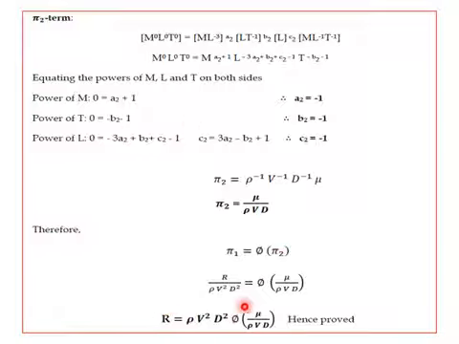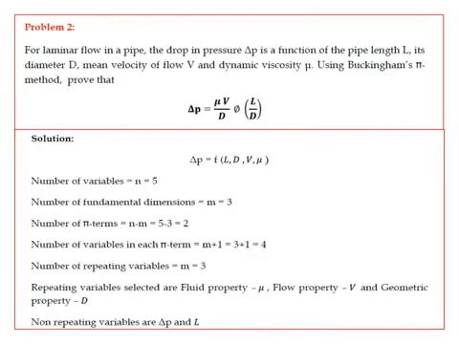So therefore Buckingham's pi method becomes so easy when you compare it to Rayleigh's method. The same problem we have solved by Rayleigh's method is also solved by Buckingham's pi method. This problem also was solved.